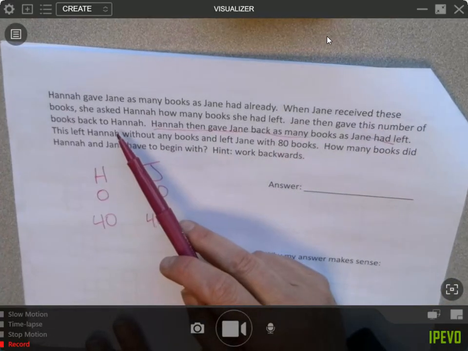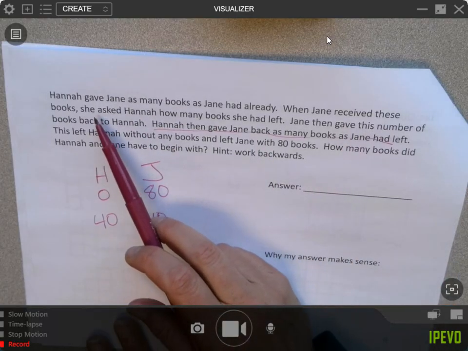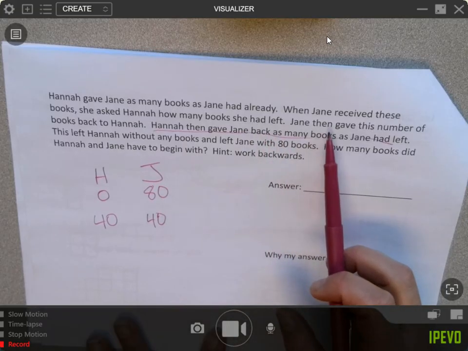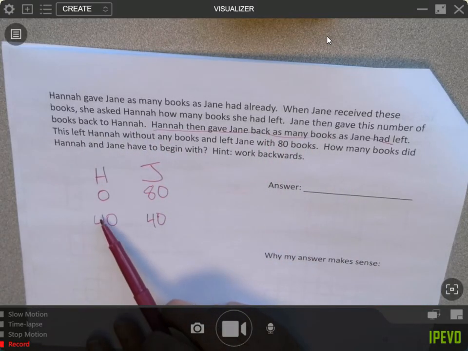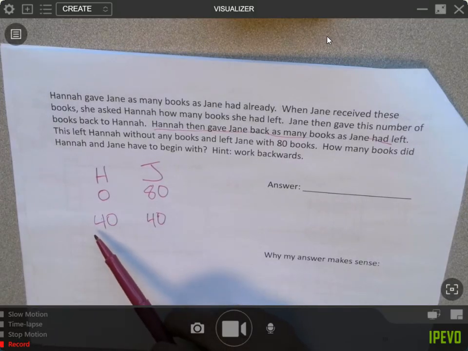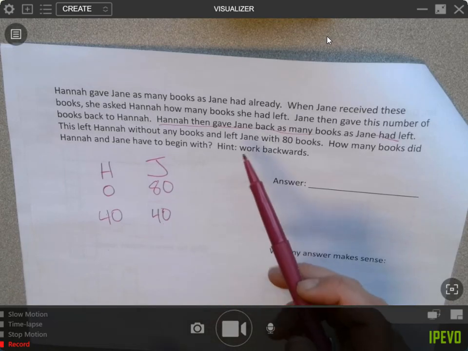So now I'm going to go backwards again. Jane gave this number of books to Hannah. So Jane asked Hannah how many books she had left, and she gave that number of books to Hannah. So again, if Jane is giving her the number of books to double, and she ended up with 40, what would Hannah have had to have, Eleanor? Yeah. So if Hannah had 20, how many did Jane have, Eleanor? 60. So that puts us here.